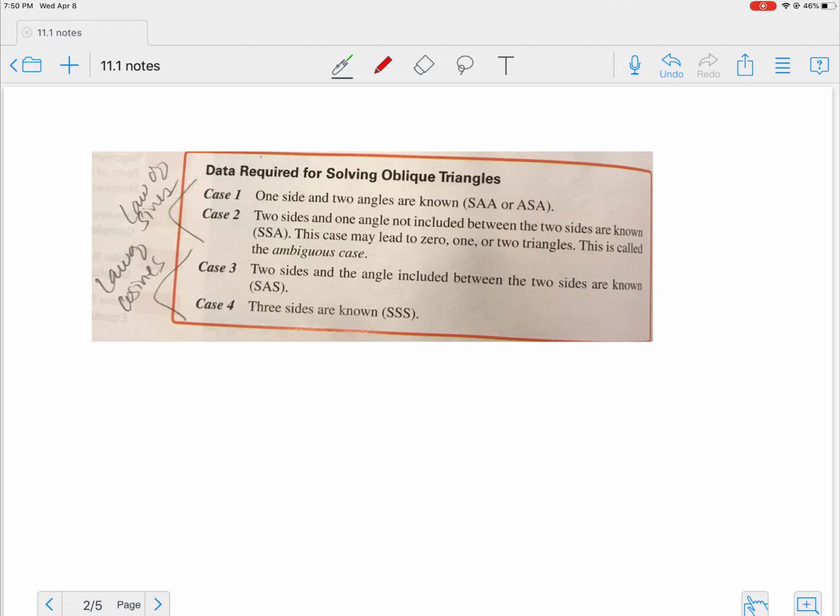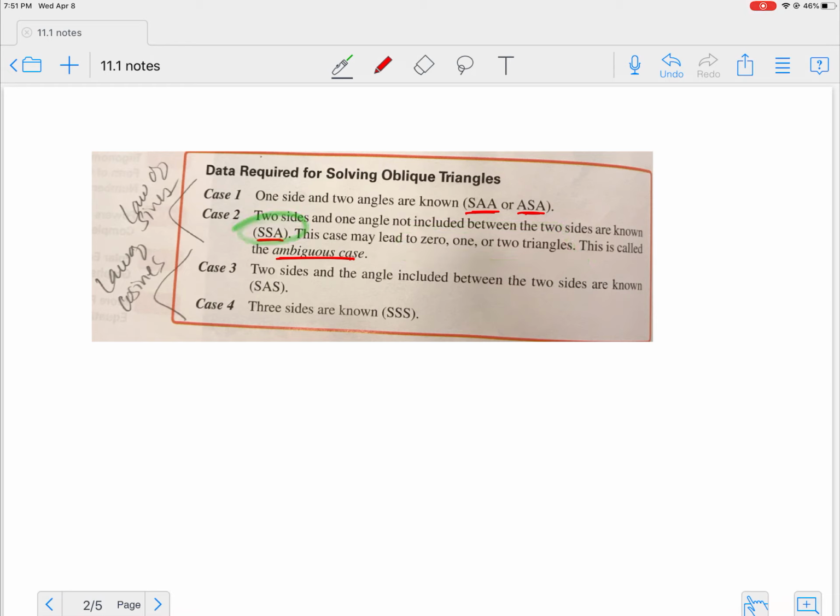Okay, now, oblique just means not right, right? That's just that. So here are 4 different cases for solving oblique triangles. These first two are going to deal with the law of sines. The bottom two are your laws of cosines. All right, so we'll get to that in 11.2. But for us right now with our law of sines, we're looking at side, angle, angle, or angle, side, angle. If you have two angles, right, two angles, then you can use law of sines.